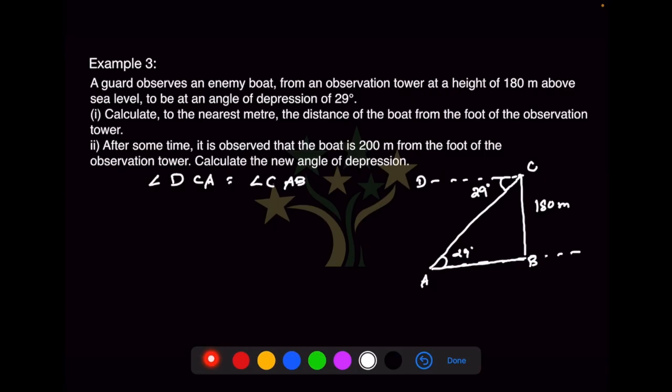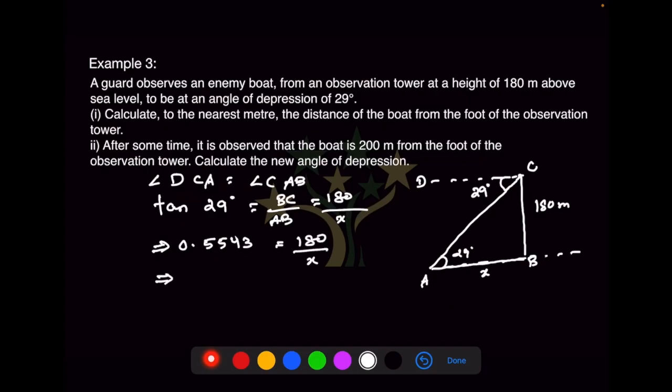We have to find AB, which is x. How do we do it? We do tan 29 degrees is equal to BC by AB is equal to 180 divided by x. So from the tan tables, when you see tan 29 degrees, you get the value 0.5543 is equal to 180 by x. So by cross multiplication, we have x is equal to 180 divided by 0.5543, and this equals 325 meters. Distance of the boat from the bottom of the tower.